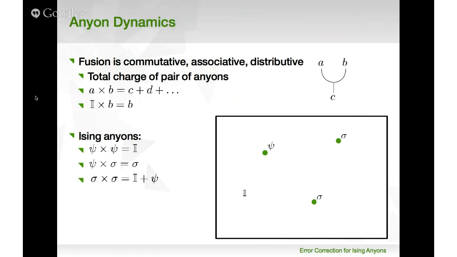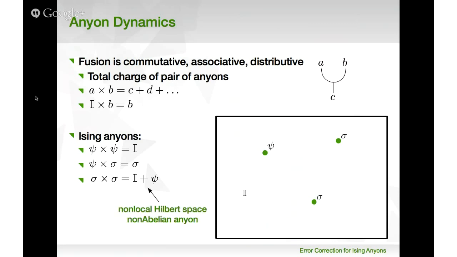So in the case of Ising anyons, there are just three non-trivial fusion rules. This particle psi is its own antiparticle. The particle sigma can emit or absorb a psi particle, and it doesn't change; its charge type doesn't change. So I can fuse psi and sigma, and I always get back a sigma. However, and this is where it gets interesting, if I have two sigma particles, they can fuse in one of two different ways. A fusion of two sigma particles either gives the identity or a psi particle.